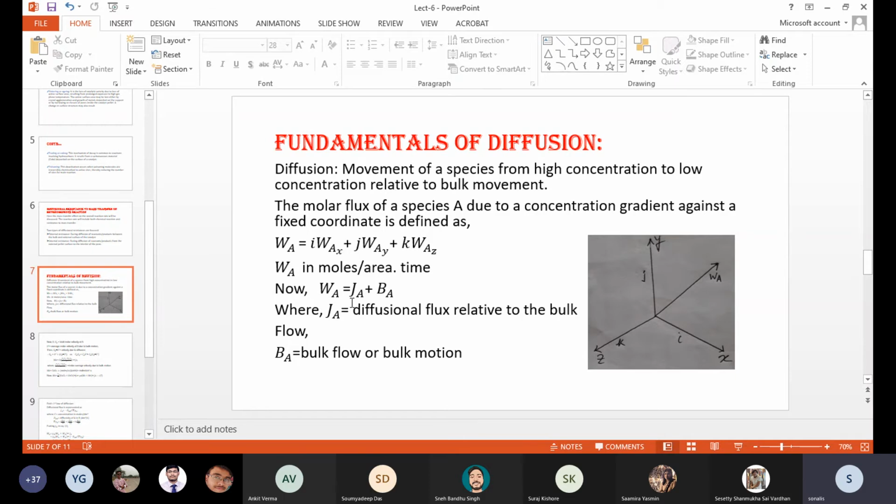Now WA is equal to JA plus BA. What is JA? JA is the molar flux due to the diffusion relative to the bulk movement, and BA is the bulk flow, which is also bulk flux. So where JA is the diffusional flux relative to the bulk flow and BA is the bulk flow or bulk motion, together they will give you the total molar flux of a molecule.